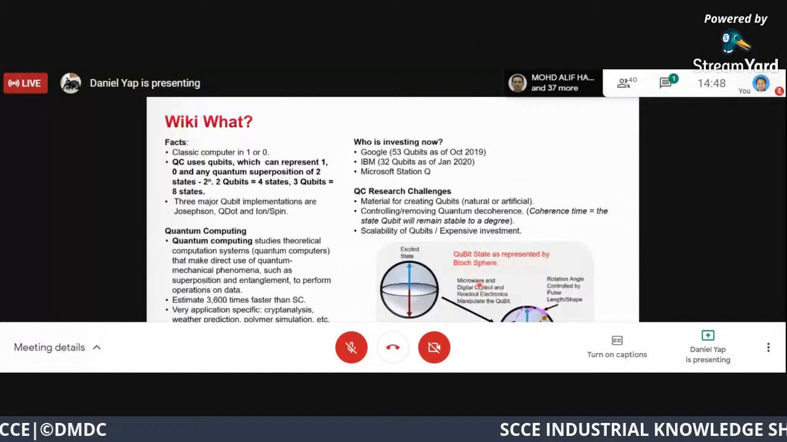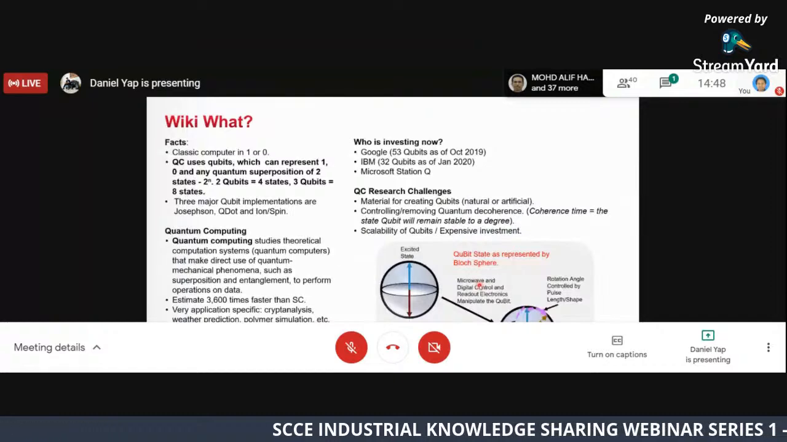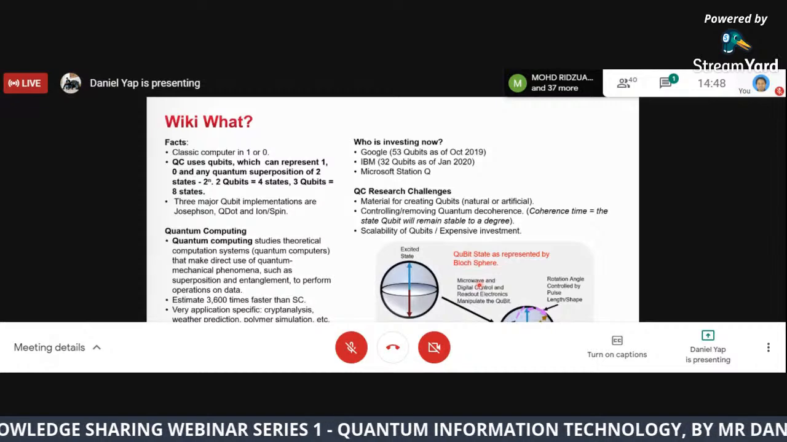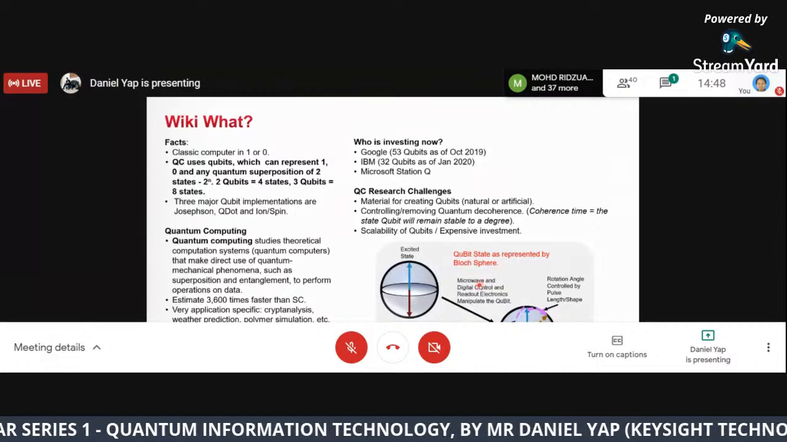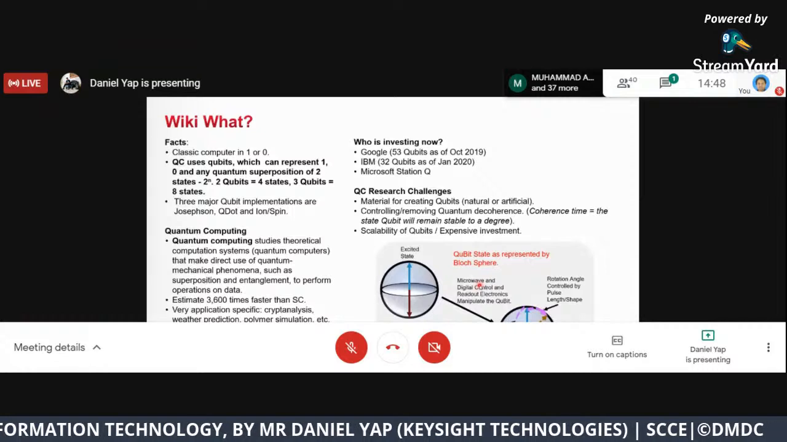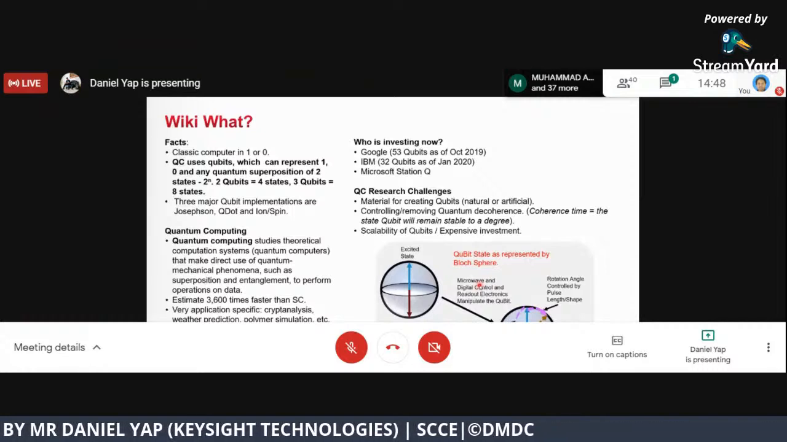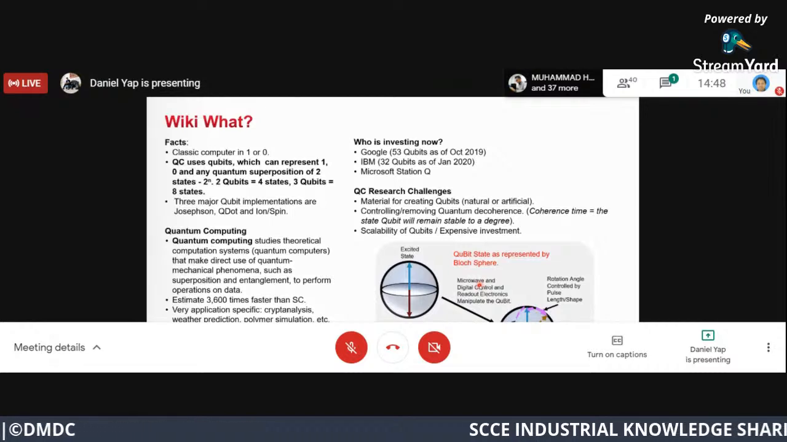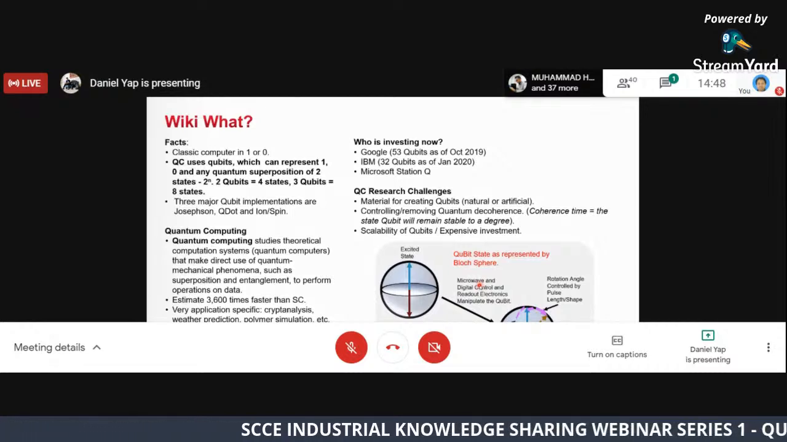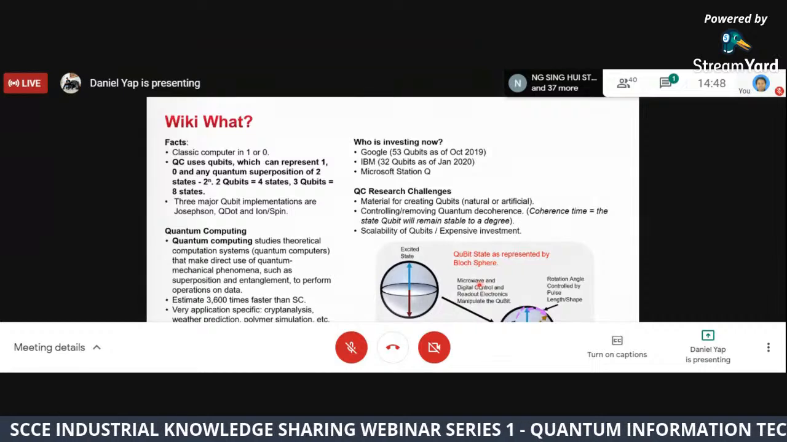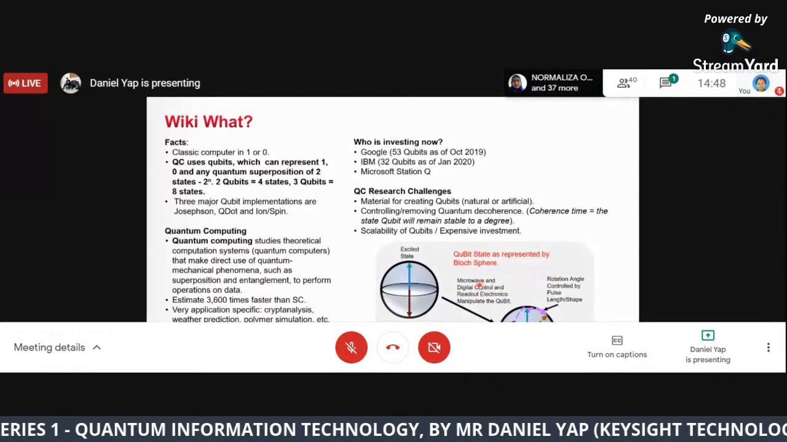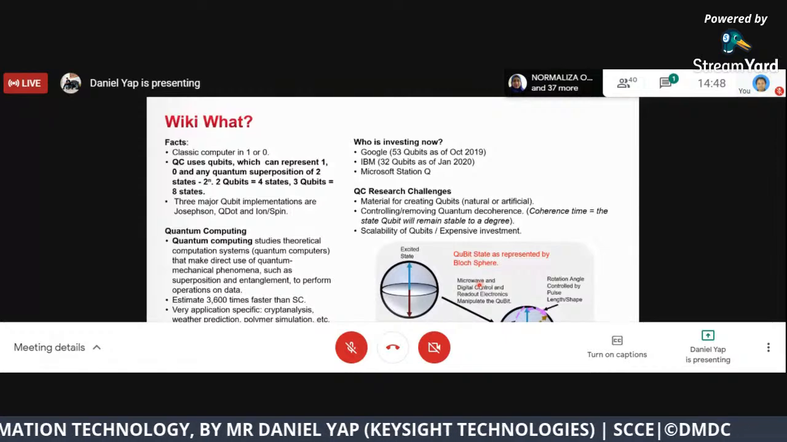Okay, now let's dive a little bit deeper inside. As we all know, a classical computer runs on binary. That's a one and zero, right? Now, in a QC, a quantum computer, we call it QC, the bits are known as qubits. So it can represent one or zero, or the third state we know as a superposition state. It can be a one or zero, meaning something in between.